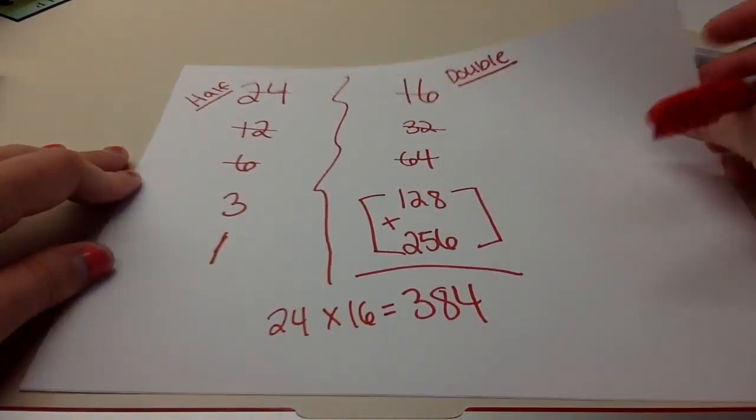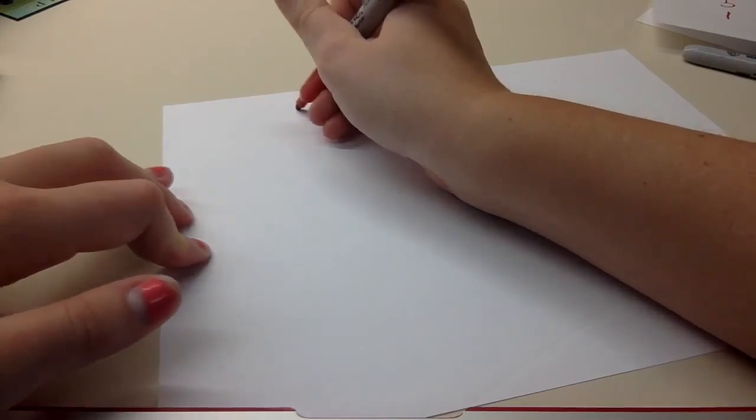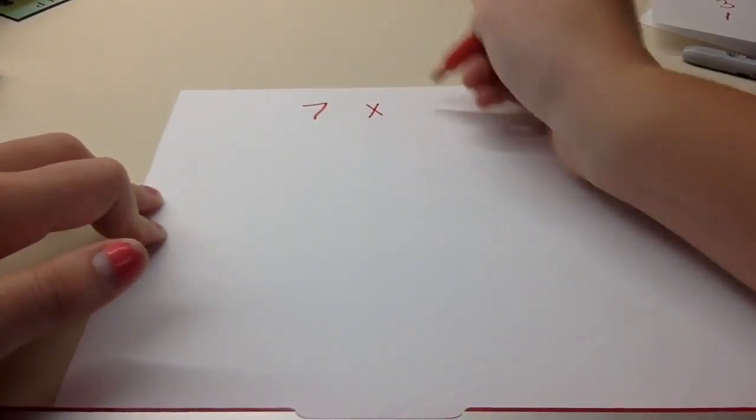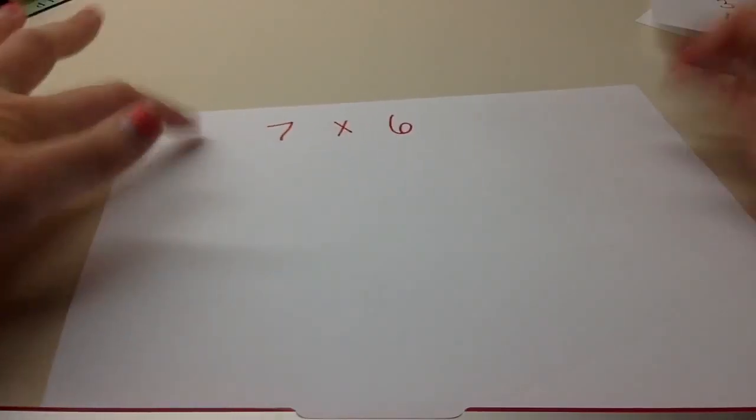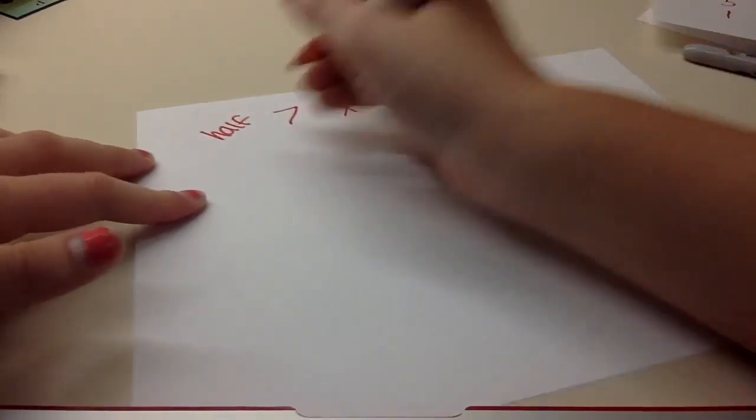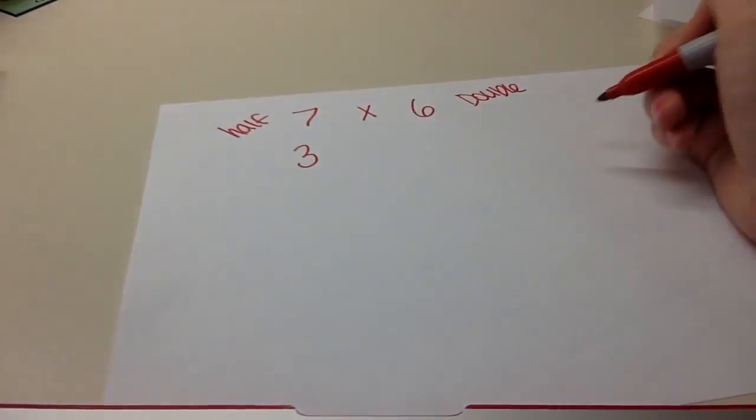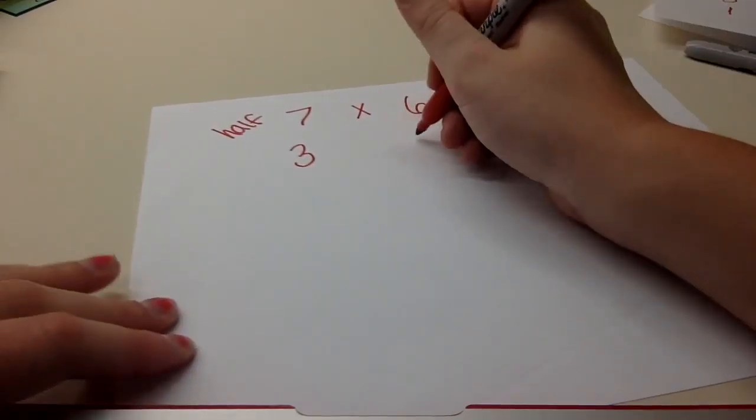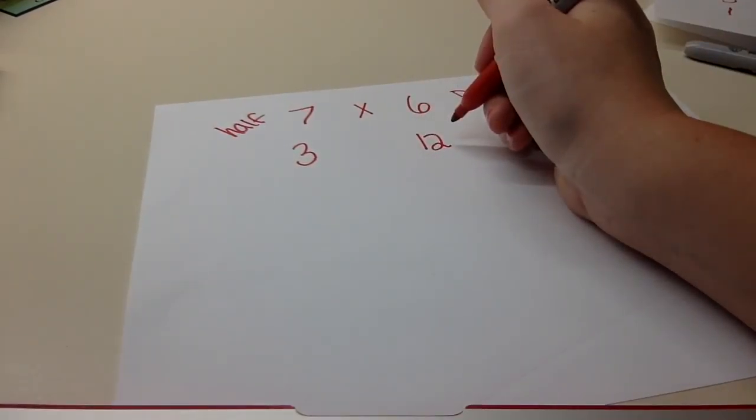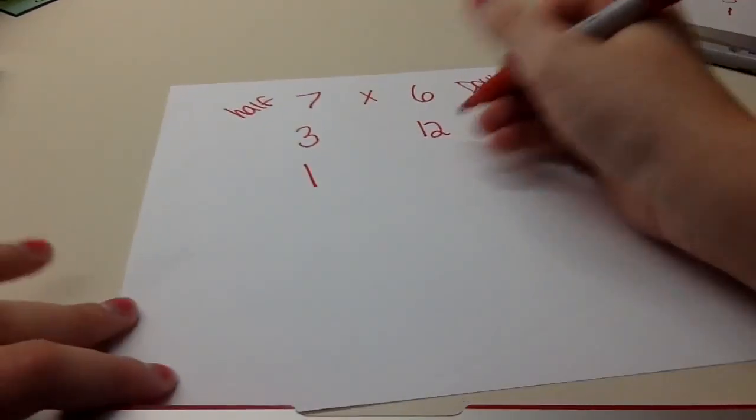Now, I've also done this with one-digit numbers, so we can do 7 times 6. So we're going to half and double. So 7 divided by 2 is 3.5, but we just do 3. 6 times 2 is 12. 3 divided by 2 is 1.5, but it's just 1. And 12 times 2 is 24.